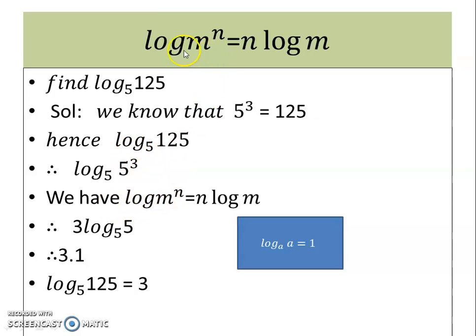So we have the power law of logarithm. That means log m raised to n is equal to n log of m. I put n equal to 3, m equal to 5. So we derive 3 log 5 to the base 5. We know that log a to the base a is equal to 1, so log 5 to the base 5 is equal to 1. So 3 into 1, obviously 3. So we derive the final answer: log 125 to the base 5 is equal to 3.